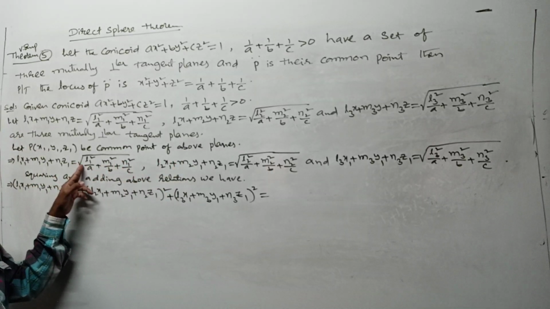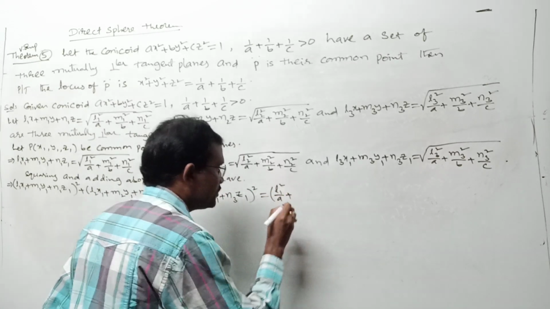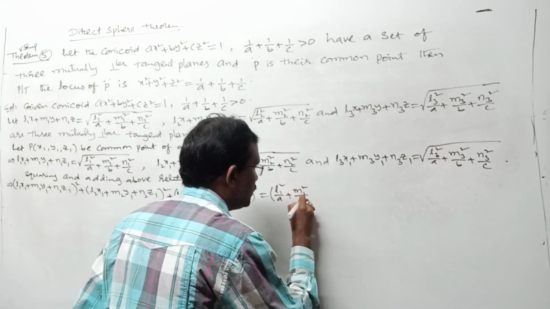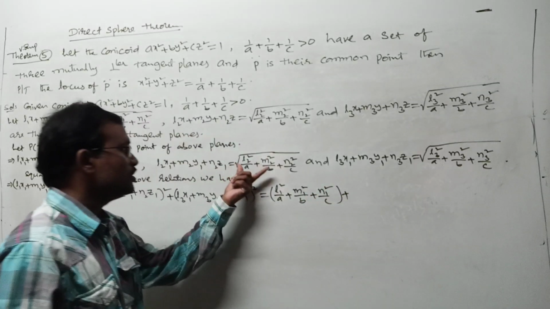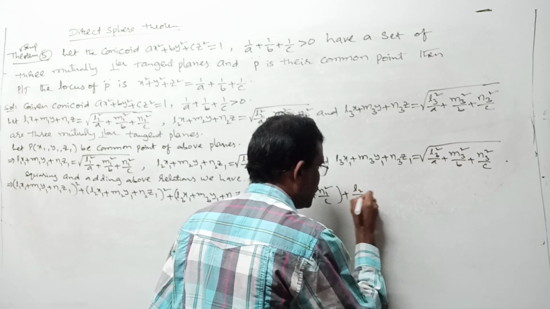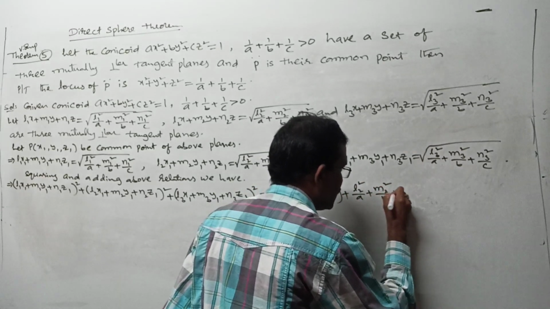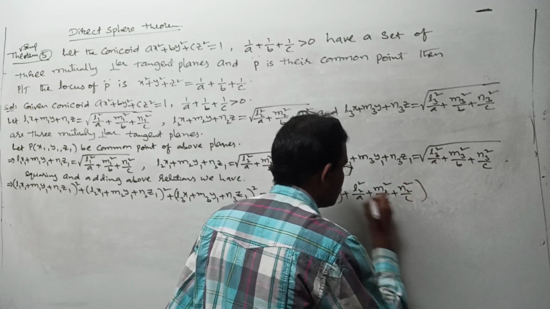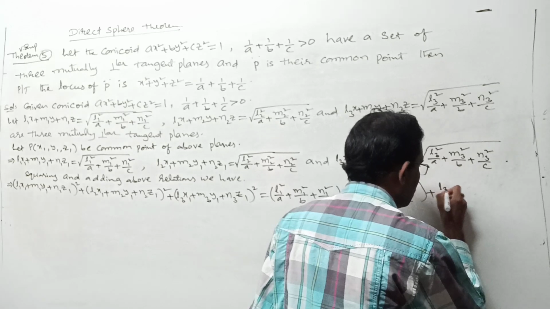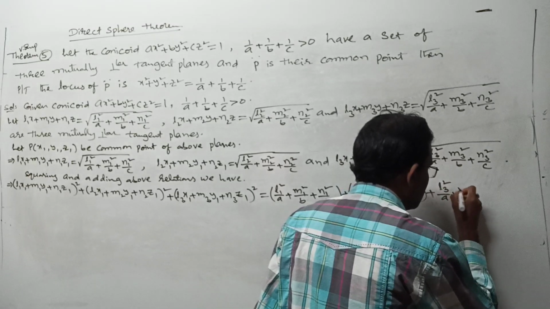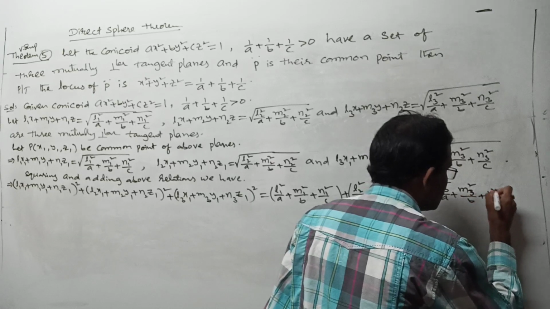This square root gets cancelled. It is L1 square by A plus M1 square by B plus N1 square by C, because the root gets cancelled, plus this, L2 square by A plus M2 square by B plus N2 square by C, plus the last one, L3 square by A plus M3 square by B plus N3 square by C.